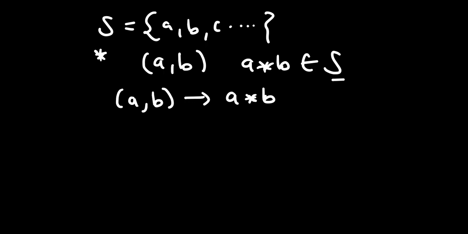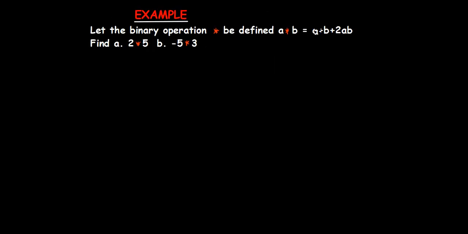Now let's have these questions. Let the binary operation star be defined as A star B equals A plus B plus 2AB. This right side is what we're defining our binary operation to be. Then we are told to find 2 star 5 and negative 5 star 3.